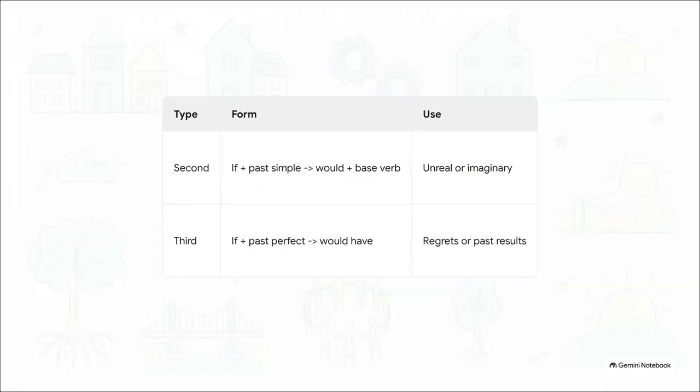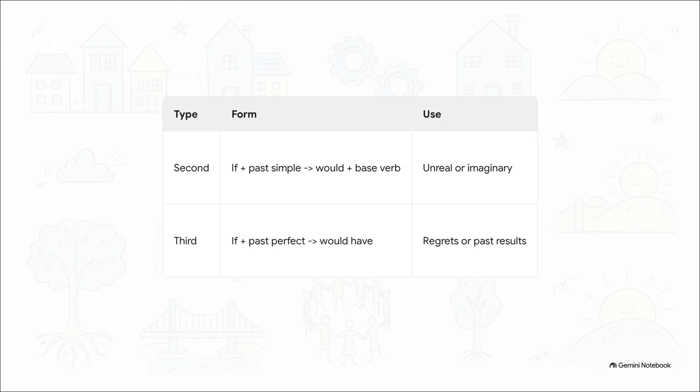Okay, now we are stepping out of reality and into the realm of imagination and the past. The second conditional is used for unreal or totally imaginary situations right now or in the future. To show that we are imagining things, the form takes a step back in time. If plus the past simple tense, and the main clause is would plus the base verb. Look at the example here. If everyone practiced gratitude, the school would be happier. The reality is, not everyone practices it right now. We are just imagining a hypothetical world.